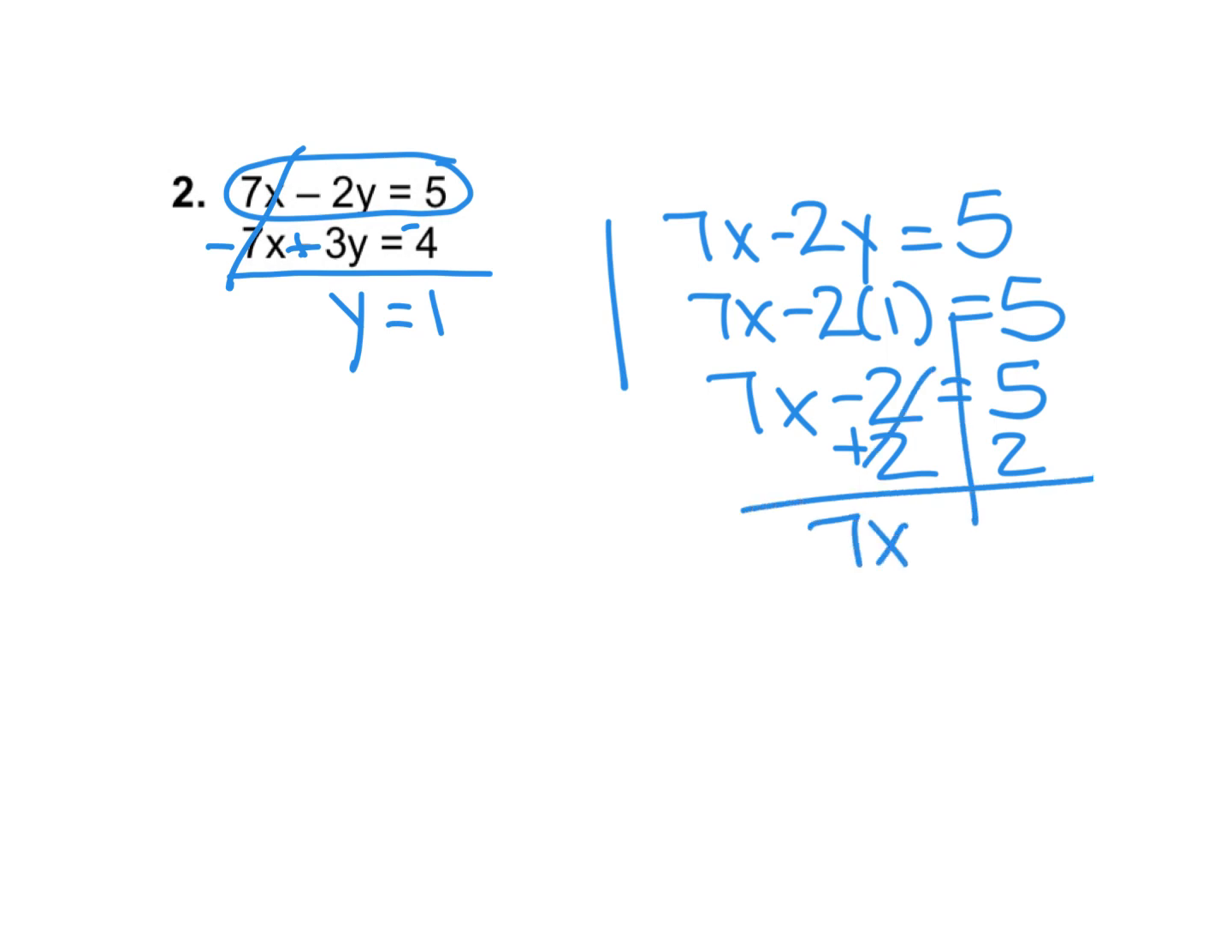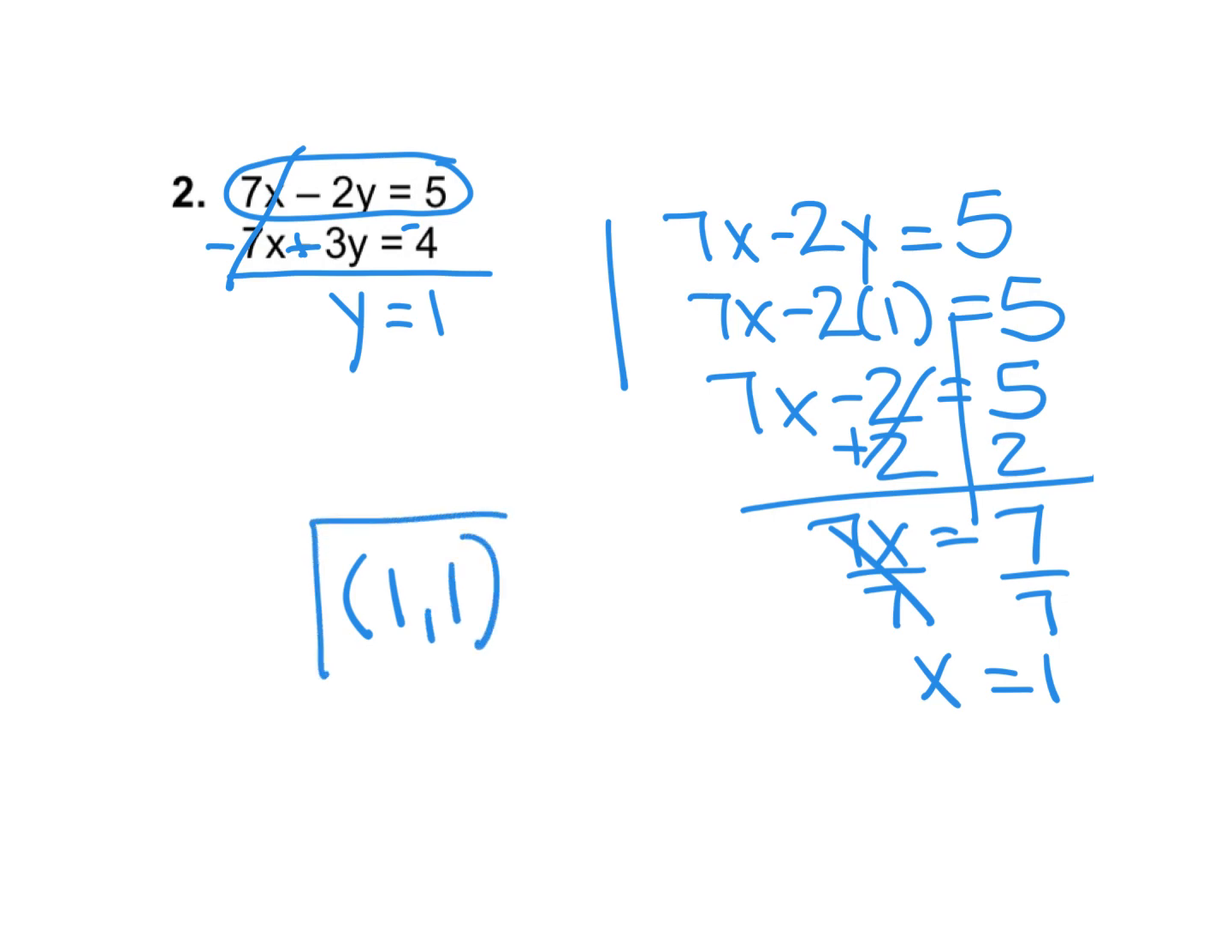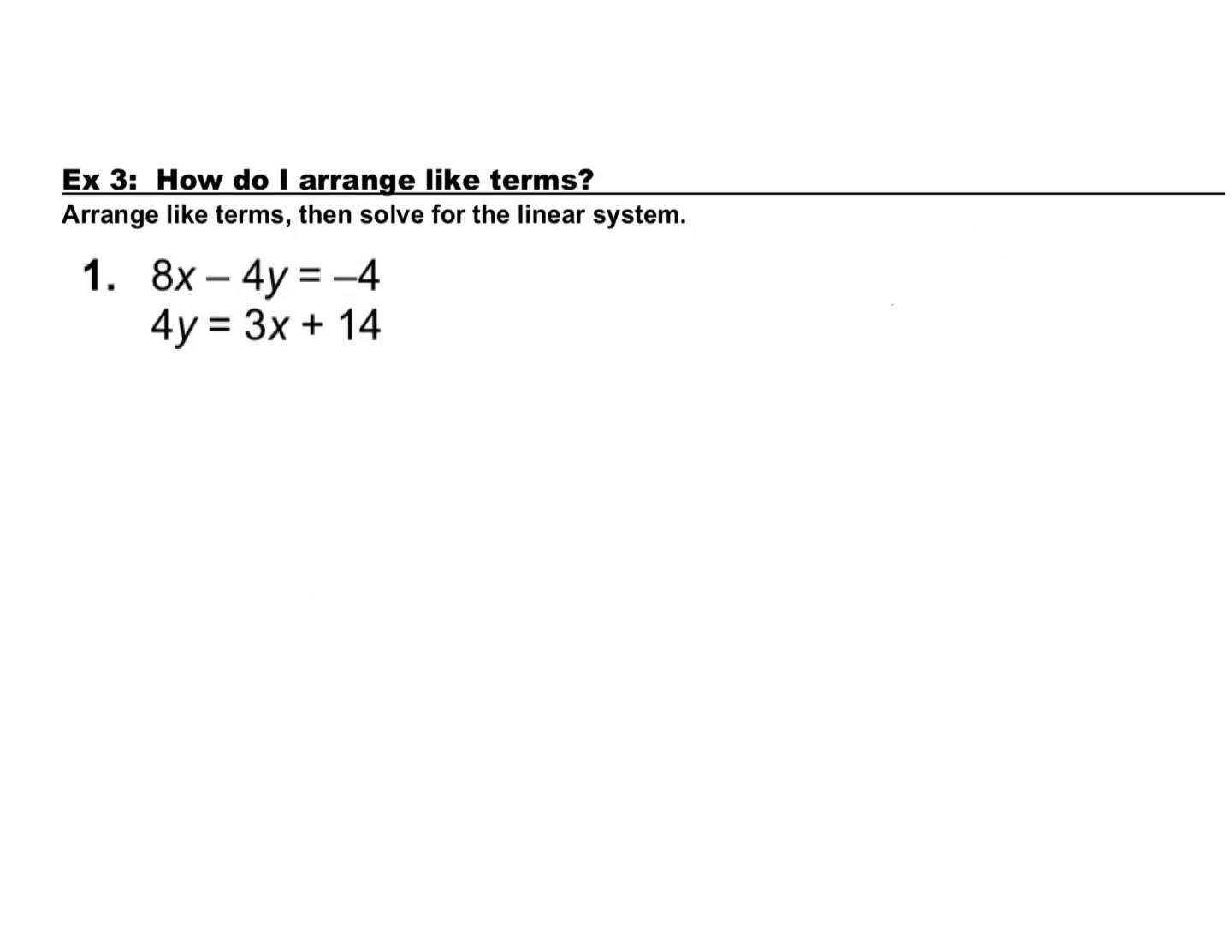And 7x is equal to 7. So I'm going to divide by 7 on both sides, and x is also going to be equal to 1. So the solution to the system, the point at which they're going to cross, would be at the point (1, 1).